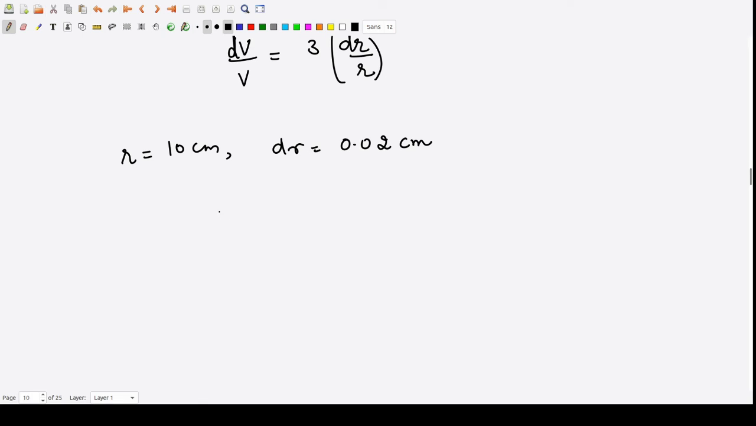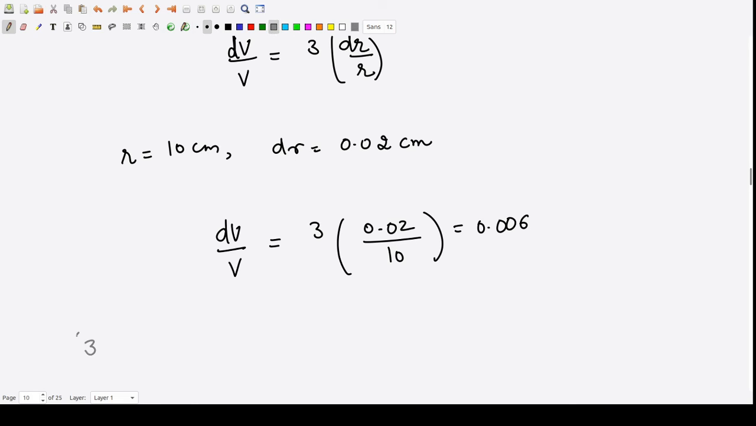So we just have to compute dV by V, the relative error in V. So this would be 3 into 0.02 divided by 10. So the answer is 0.006 and without any units here. You do not put any units because this is the relative error. So this is your answer.